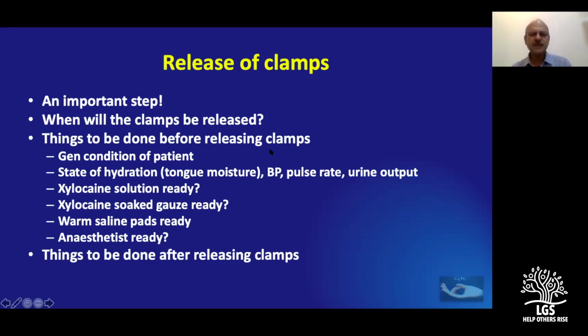So just before releasing the clamps, there is a checklist that must be followed. One is general condition of the patient. Is he well hydrated? We need to make sure. Check the BP, pulse rate, urine output.